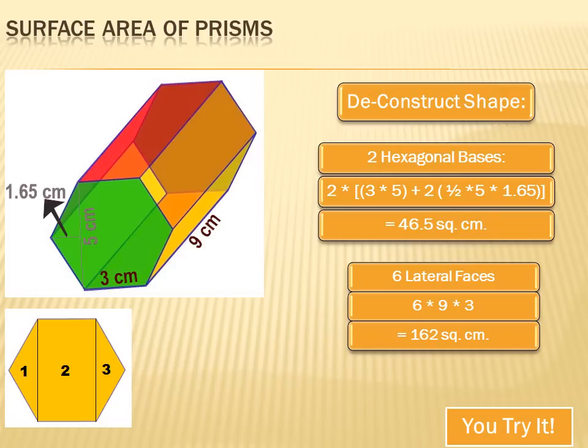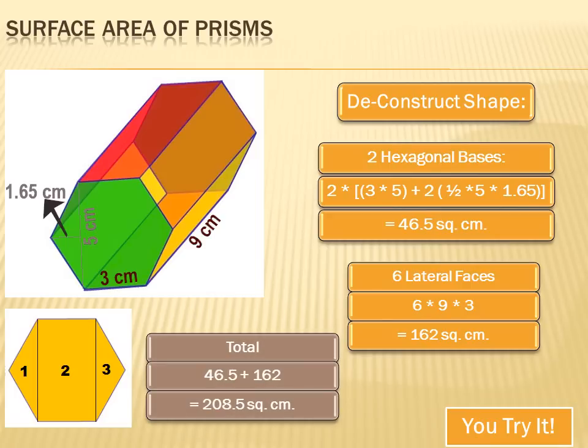And the lateral faces are 3 centimeters by 9 centimeters. So the shape is 3 by 9. 6 times 3 by 9 equals 162 square centimeters. Now I just have to add the bases to the lateral faces, and I come up with the surface area of the entire shape, which is 208.5 square centimeters.